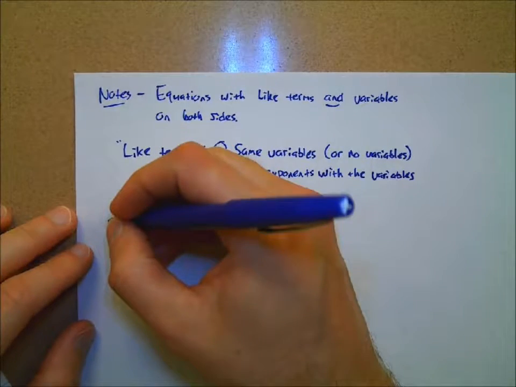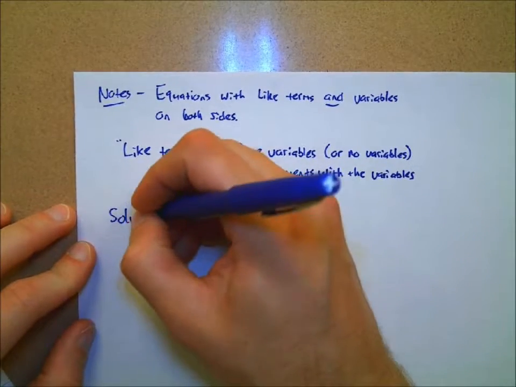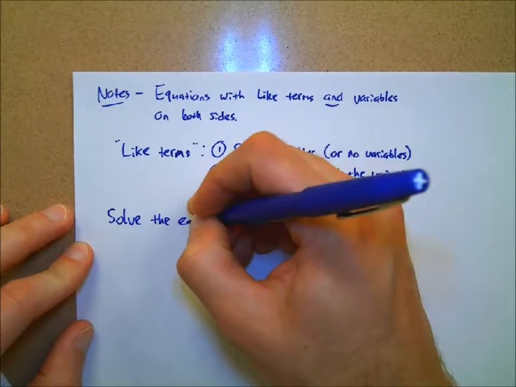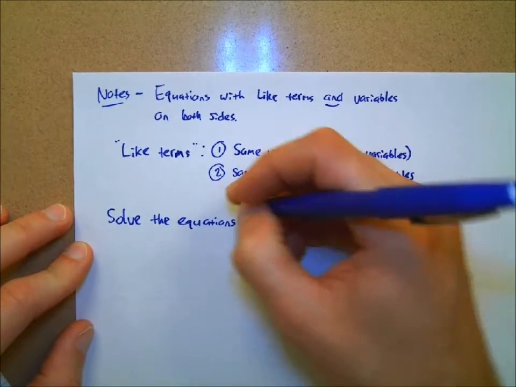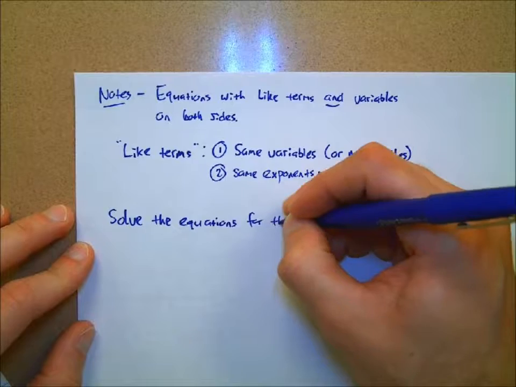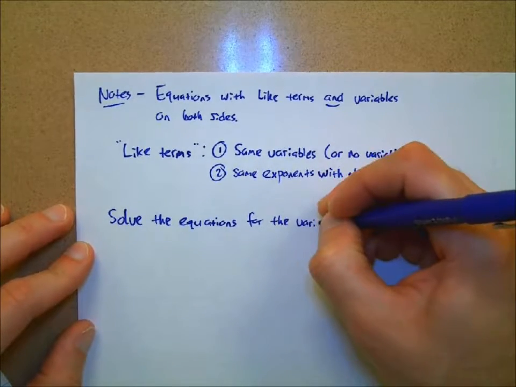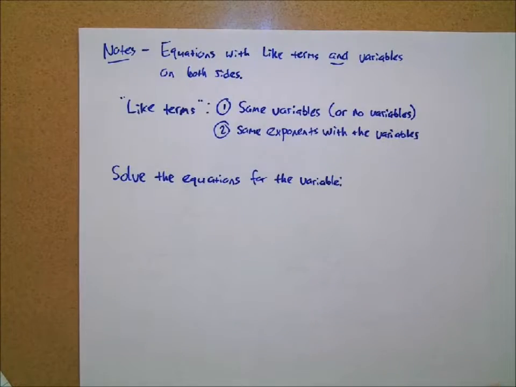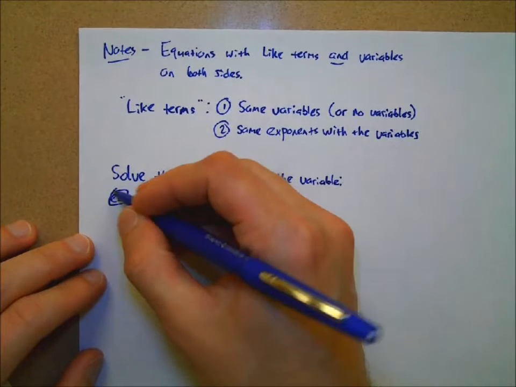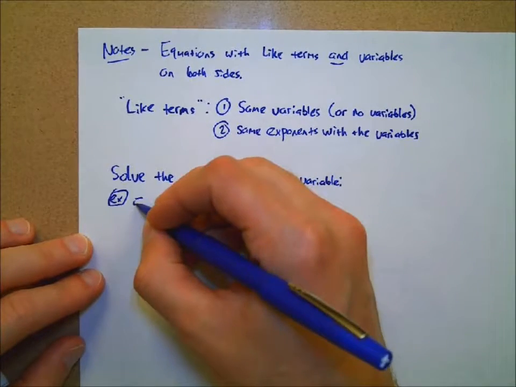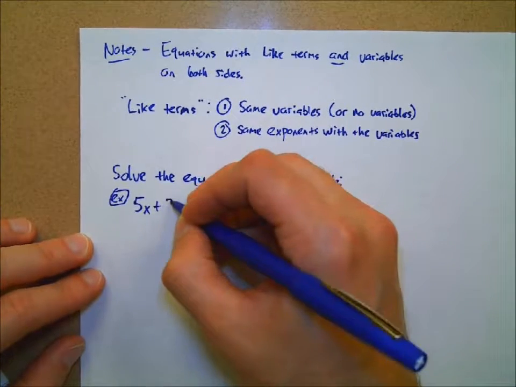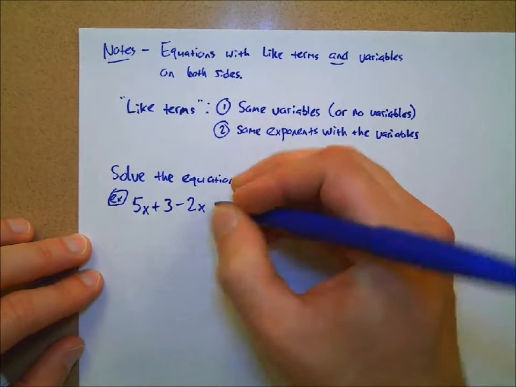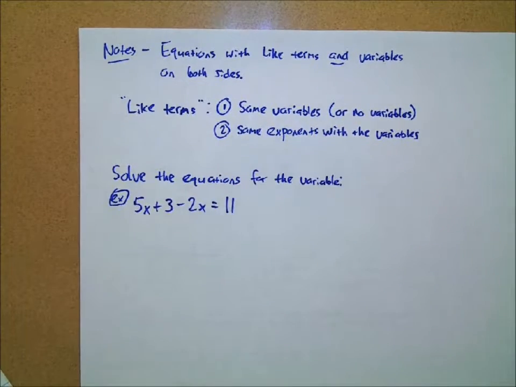All right, so let's take a look at an example of an equation we're going to solve. Our directions here are going to be: solve the equations for the variable. First example here: 5x plus 3 minus 2x equals 11. Just like that.